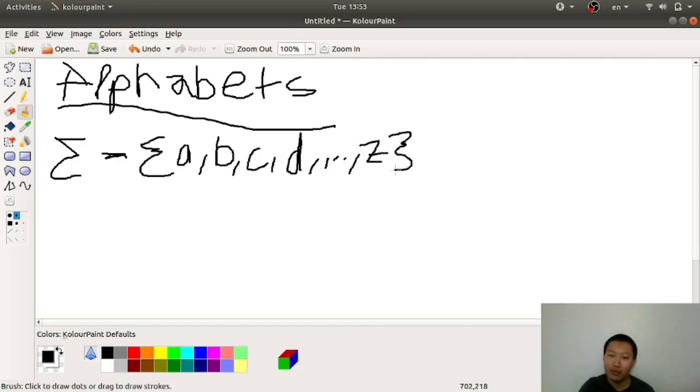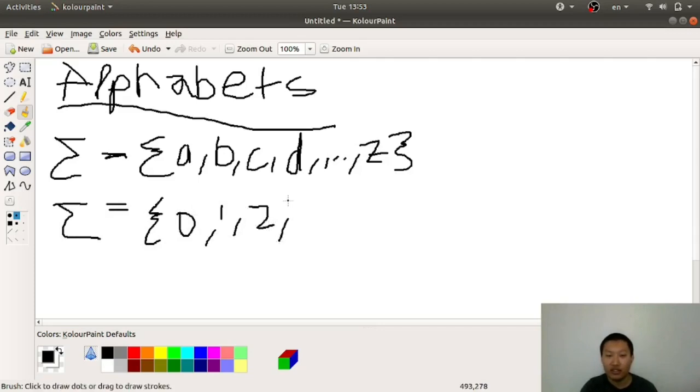But this definition is pretty flexible, so we can really put anything inside the set that we want. So for example, we could have the alphabet, you could say, of digits. So we could have the alphabet 0, 1, 2, 3, dot dot dot, all the way up to 9. And you might say, well, this is a little bit odd, why would we allow this to be an alphabet? But you'll see that it actually makes things useful later on.